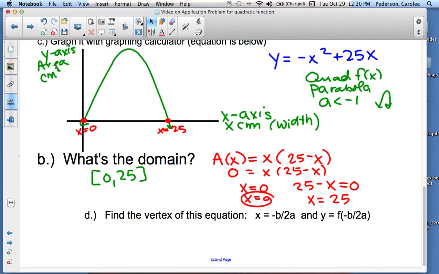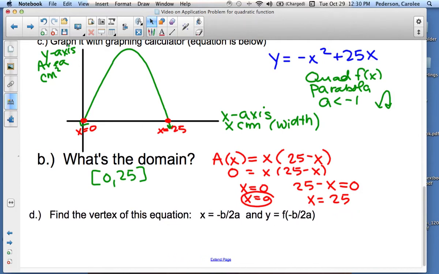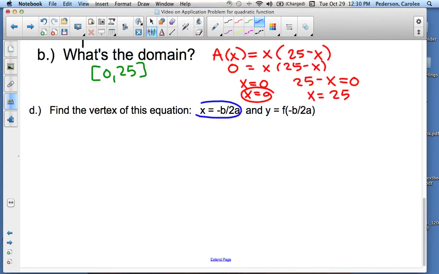All right, the next part is to find that maximum. So we could use a graphing calculator and approximate that maximum point. This is also what we call the vertex of our graph. So we gave you a little hint in our class that to find the vertex x value, it's the opposite of b over 2a. And then to find the y value, you just plug that x into the function. So here's my function A of x equals negative x squared plus 25x. And I want to find the vertex.